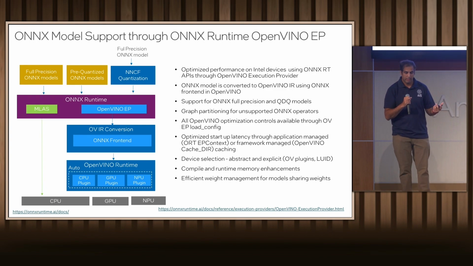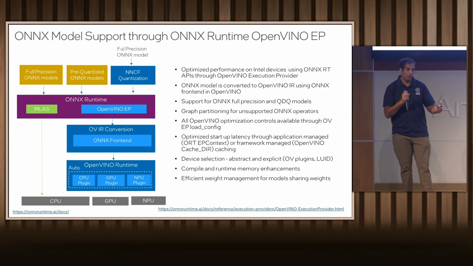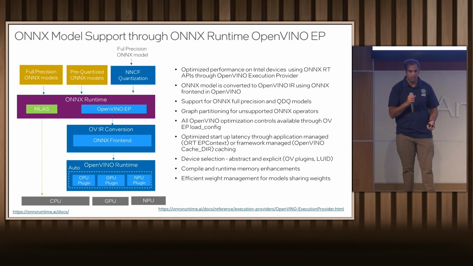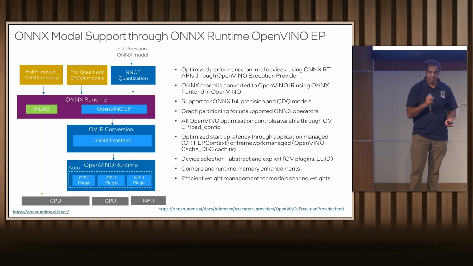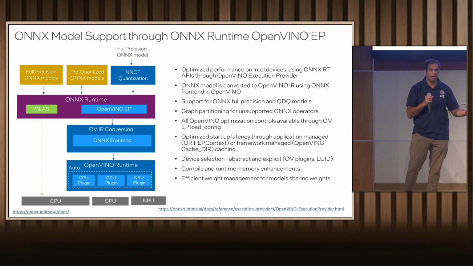We also have device selection, which is abstract, which means you just specify AUTO, and the backend, based on the platform you are running on, makes the choice of the device which is best suited for the model. Or you have explicit direct plugins, which means you can target the specific CPU, GPU, or NPU, or you can even specify the device LUID and you will be able to run on that specific hardware.